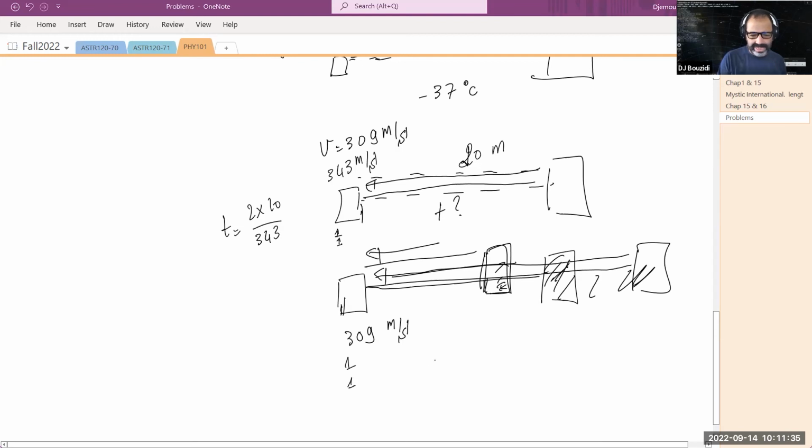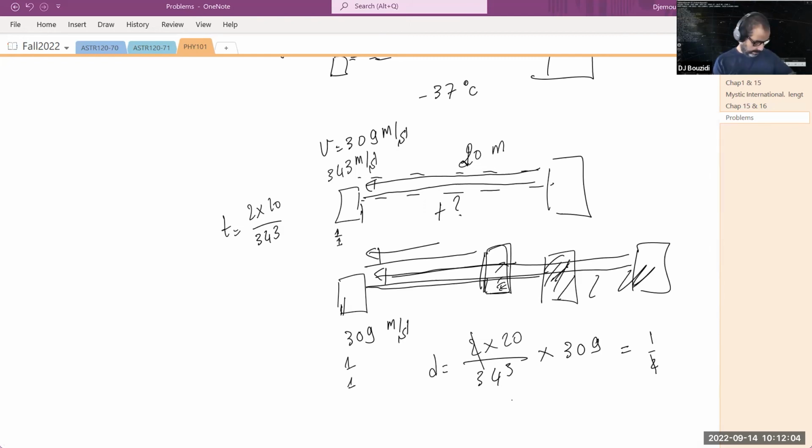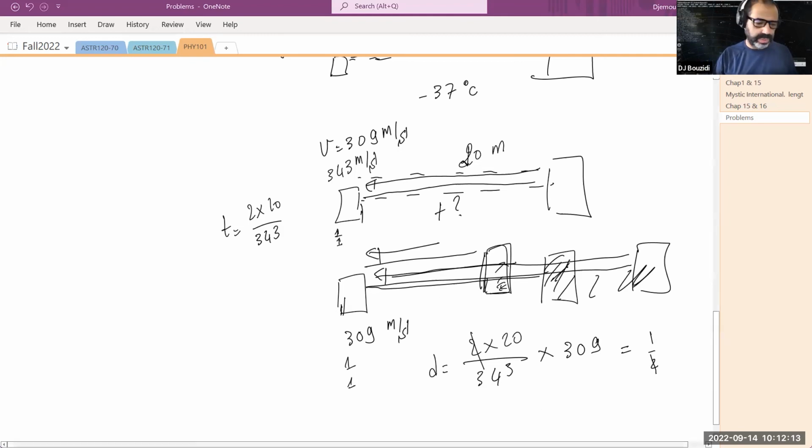So now you're going to find the distance traveled, using that time, which is 40 divided by 343, but now with the actual speed, which is 309 meters per second. But this is the overall distance back and forth, okay? So whatever it is, you're going to divide it by half. So at the end of the day, the answer is going to be 309 over 343 times 20, okay? So we can do the algebra here and find what the actual distance is.